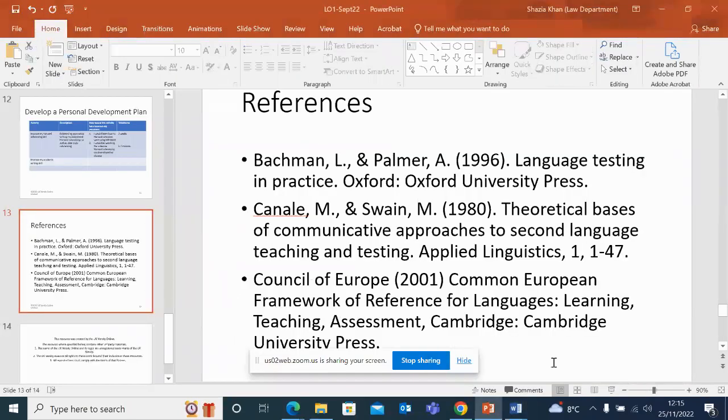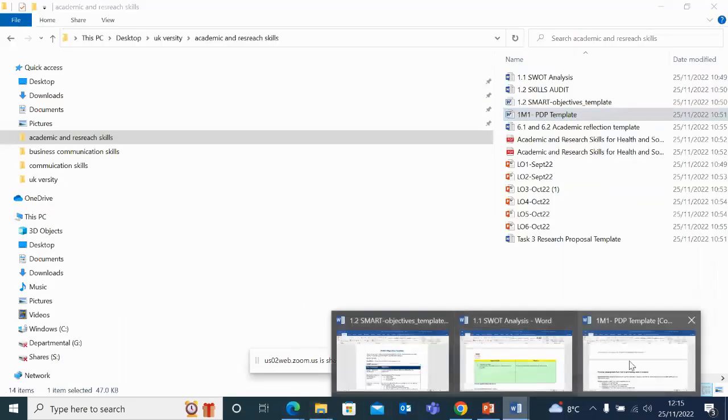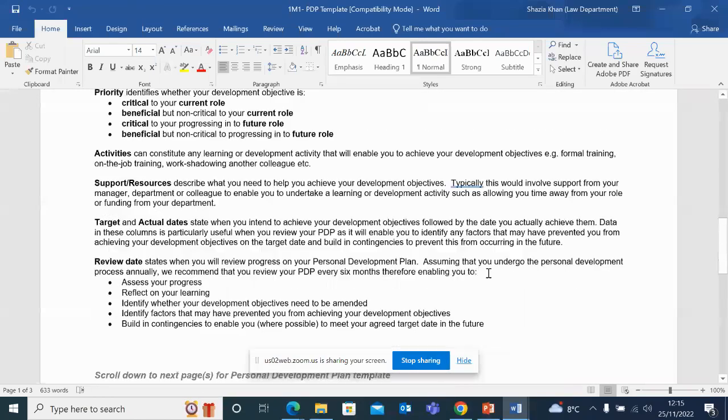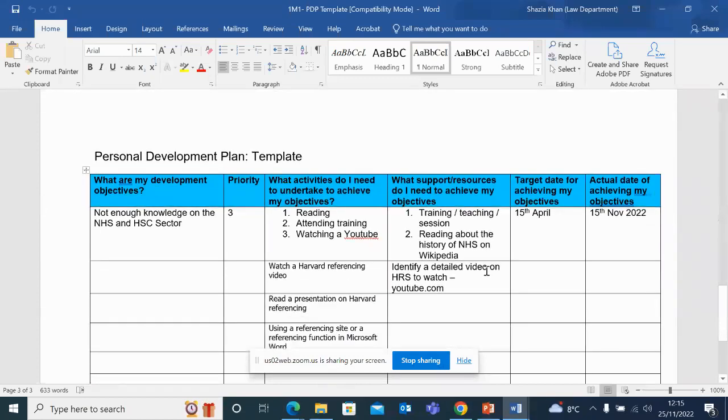Excuse me. Yes. If you go back, just, yeah. I want you to please mention this Microsoft reference. This one here: using a referencing site or a referencing function in Microsoft Word. I haven't seen this. I'm not familiar with it. Can you show me? What is that? Well, Frida, what was your question? Sorry. Yeah, I said using a referencing site for a referencing function. What are these in Microsoft Word?